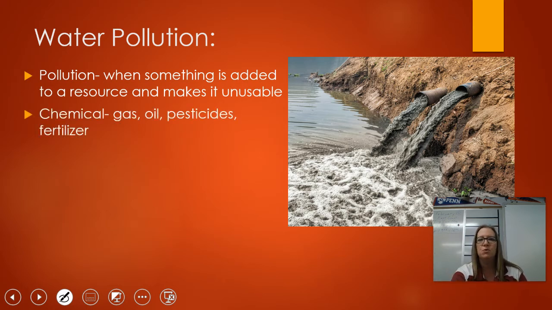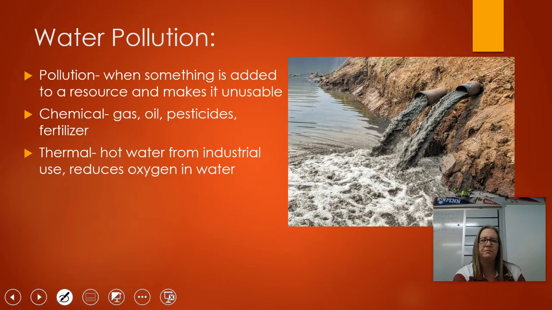Okay, mostly chemicals. Gas, oil, a lot of farming stuff, a lot of agricultural stuff like pesticides and fertilizer. This is why if somebody has an oil leak in their car, they should fix it. Because a lot of that stuff gets into the streets, and then when it rains, all that stuff goes into storm drains, and then it actually flushes it out to the ocean. Okay, so a lot of chemical pollution.